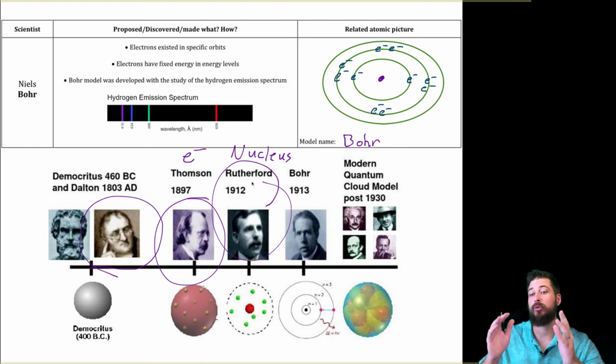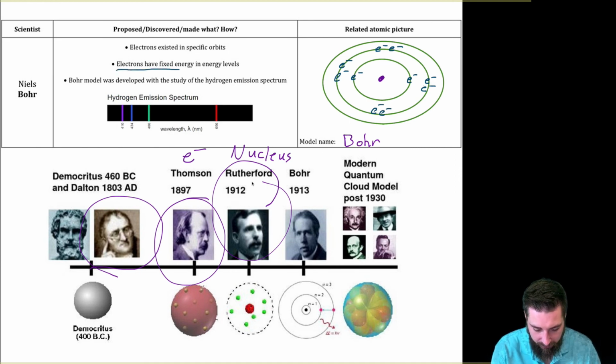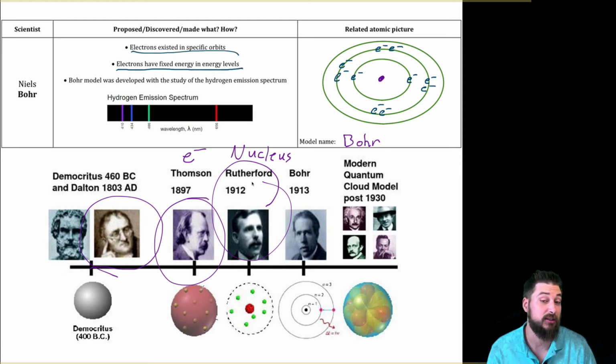Essentially what Bohr discovered is that the electrons are on specific energy levels, all right? Let's go ahead and underline the part. Electrons have fixed energy and energy levels. And so the electrons exist in specific orbitals.